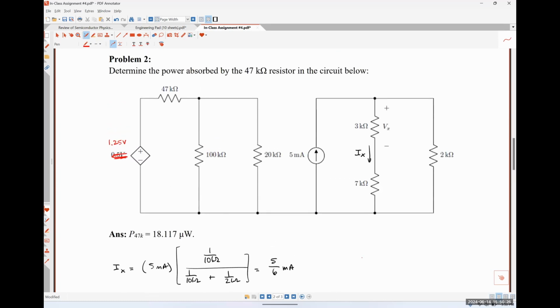Okay. So we are asked to determine the power absorbed by the 47 kilo ohm resistor. So to me, that means we're going to need to know either the current flowing through the 47 kilo ohm resistor, which I'm going to call Iy, or the voltage drop across the 47 kilo ohm resistor, which I'm going to call Vy. How do you think we could solve for either of those quantities?